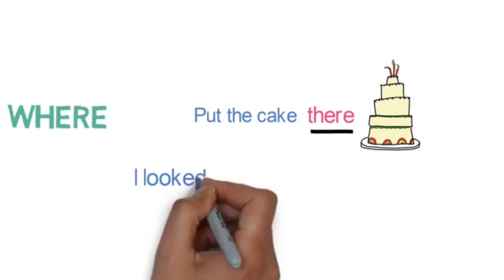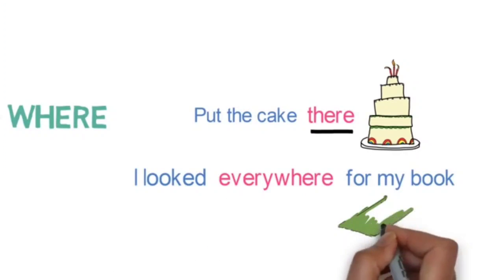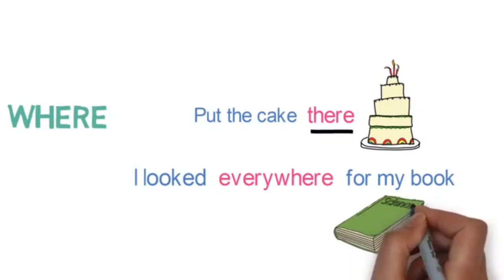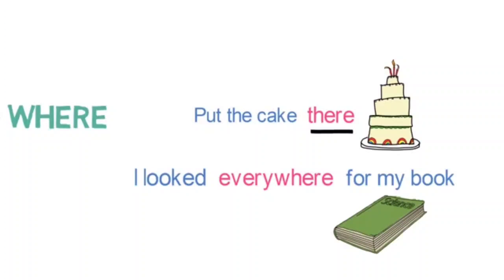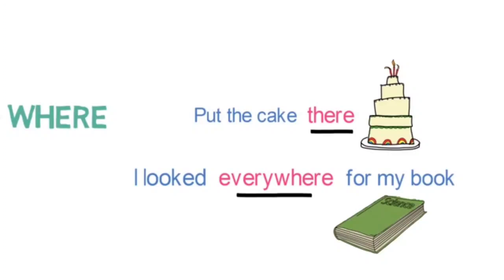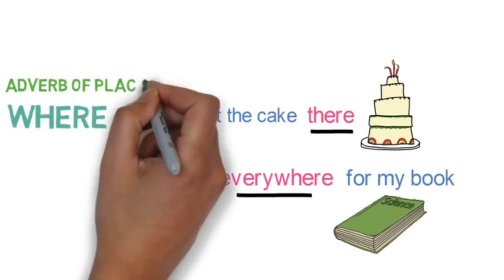Next example, I looked everywhere for my book. I looked for my book. But where? I looked everywhere in the room. Here, the word everywhere is the adverb, as I am telling the location where I looked for the book. As these adverbs describe where the action happened, these adverbs are called adverbs of place.